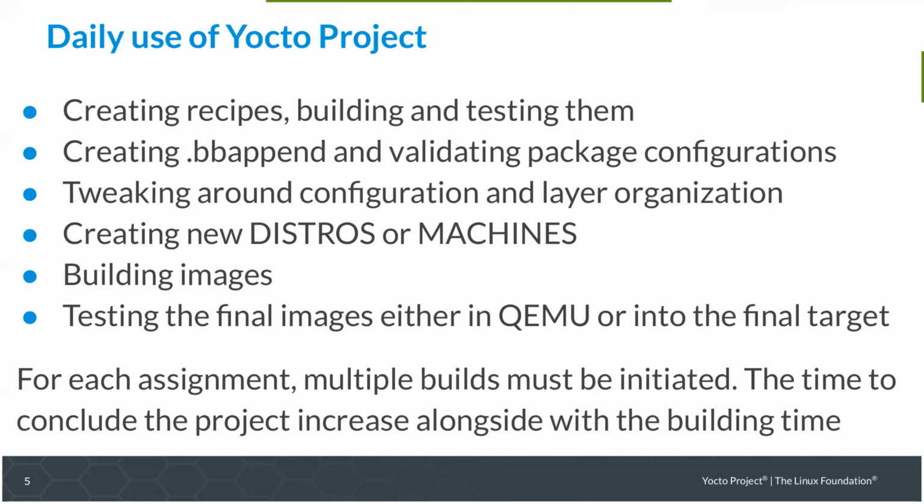So if you have a machine with more resources, you're gonna have lesser build time, and you will finish your assignment faster. But for each build, you're gonna increment your time to conclude your task, your final image or project. Okay, so build time is very critical for the timeline of your project and the success of your project.